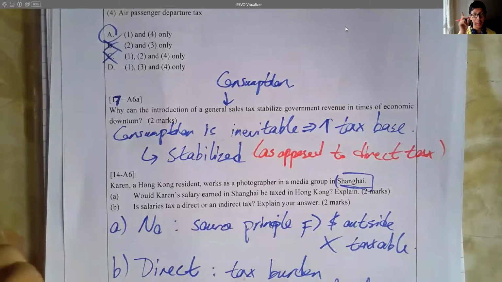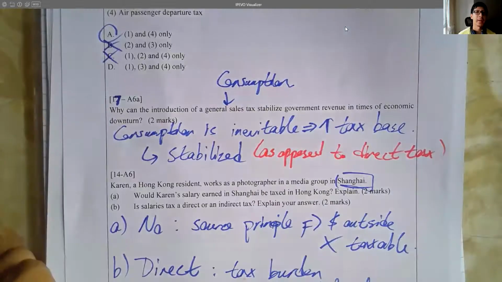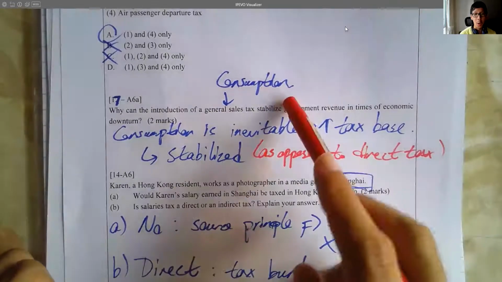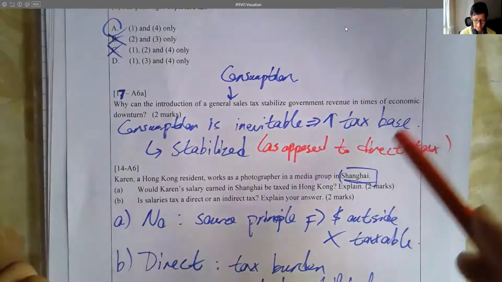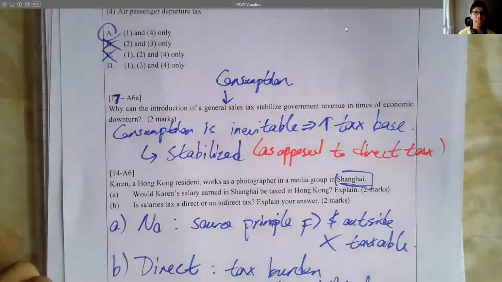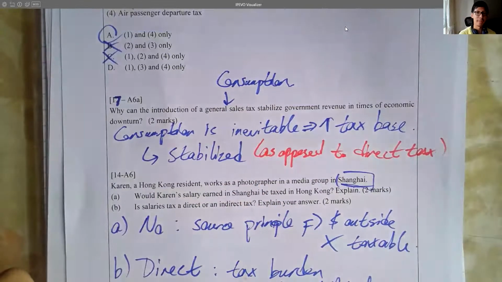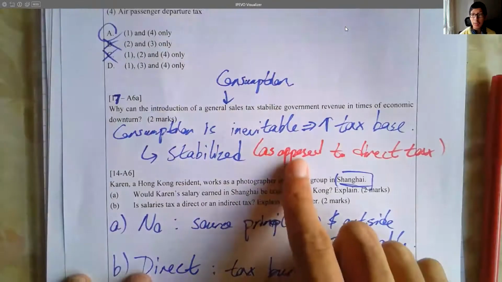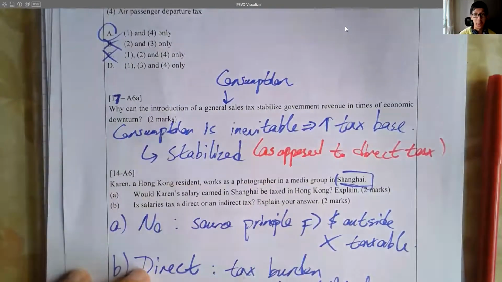But as opposed to direct tax, right? GST, okay, general sales tax, indirect tax. Usually they are on consumption, right? Consumption is inevitable. Now, therefore, the tax base would be widened, which means our so-called revenue would be stabilized. Okay, 好唔好啊？So this is it. Now, let's go to a more detailed questions concerning this particular question of 2017.